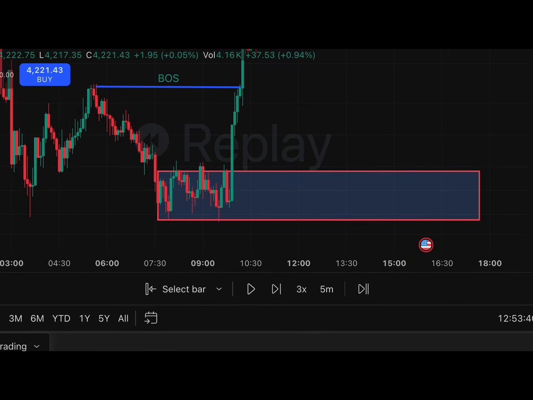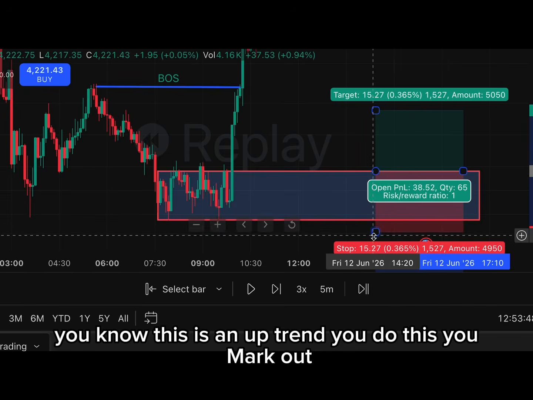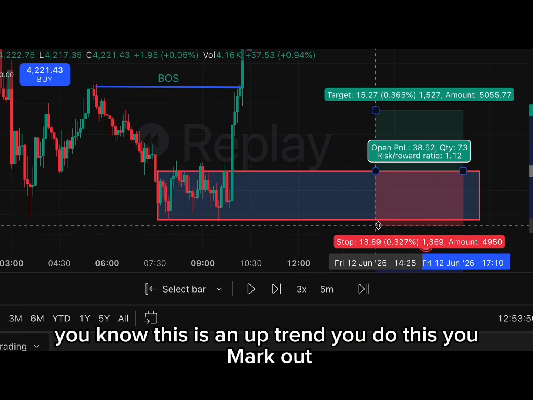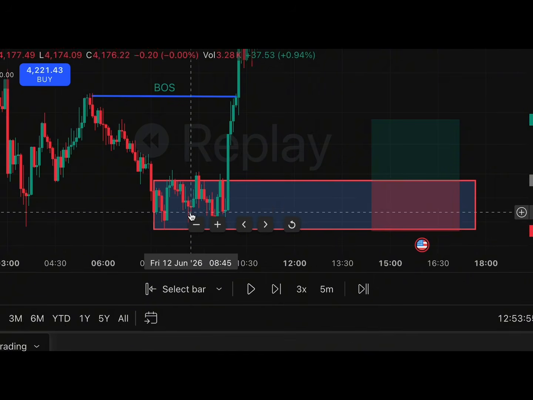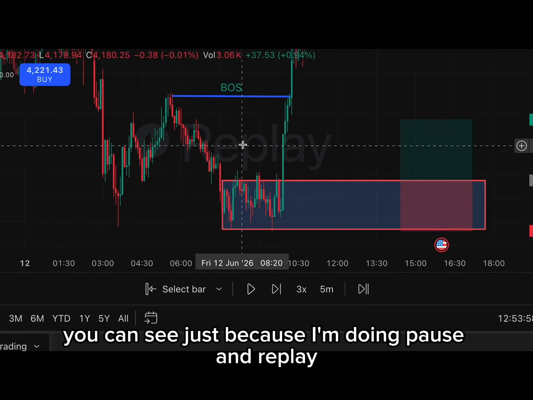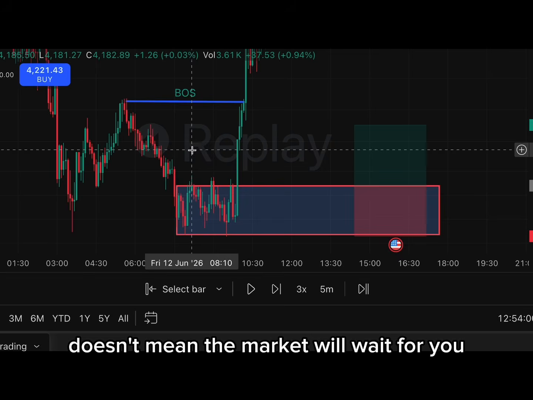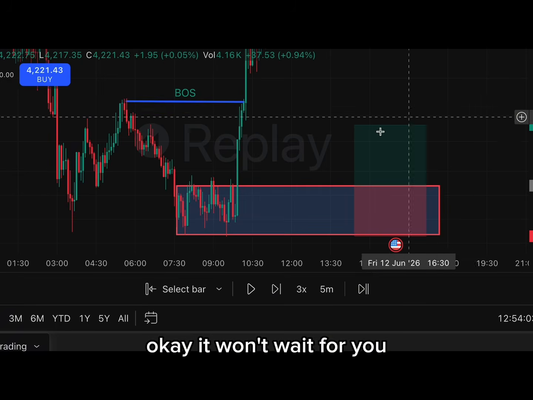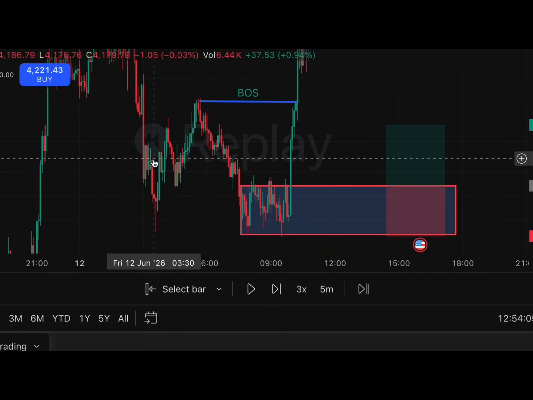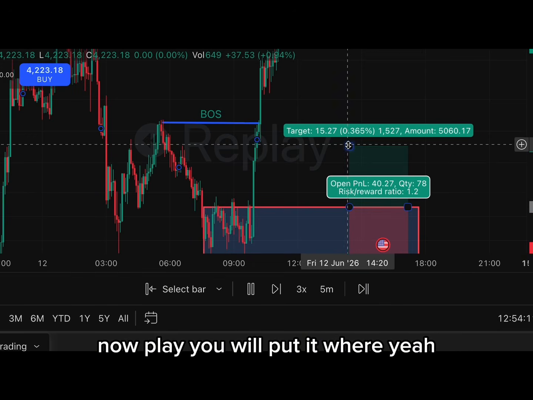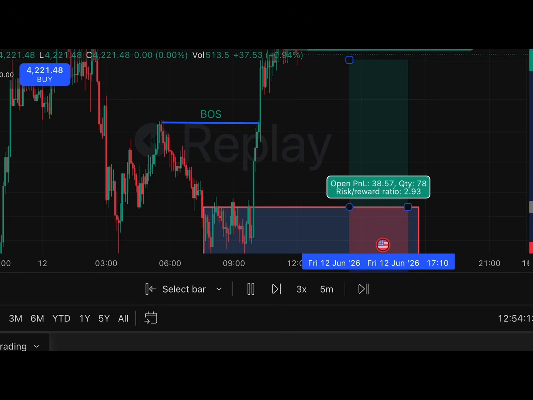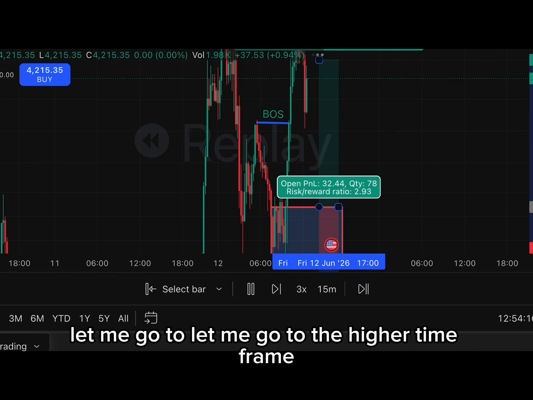Do this. This one now is clean. First, it is an uptrend. You know this is an uptrend. You do this, you mark out. Then you wait for the pullback. You can see just because I'm doing pause and replay doesn't mean the market will wait for you. Okay, it won't wait for you. Now, play. You will put it where? Yeah, go higher. Let me go to the higher time frame.